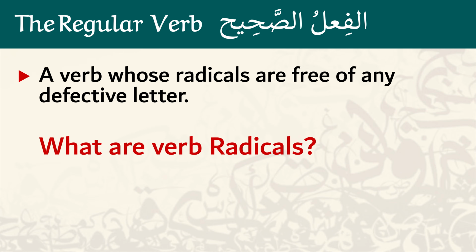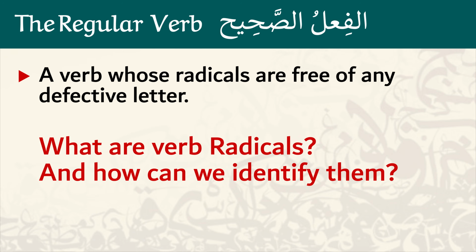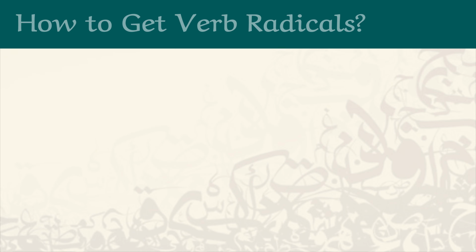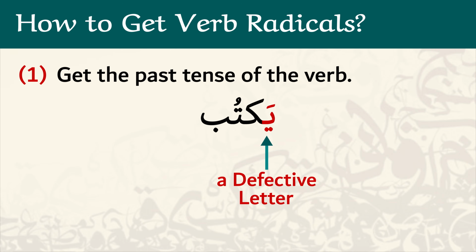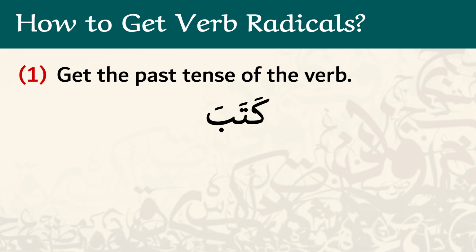But what are the original letters of a verb, or the radicals, and how can we identify them? There are some steps through which we can reach the three original letters of a verb. First, get the verb back to the past tense. So if you have a verb like يكتب, one might see letter ya and say, oh, this is a defective letter, so this verb is irregular. No, this is wrong. Return it first to the past tense, كتب.